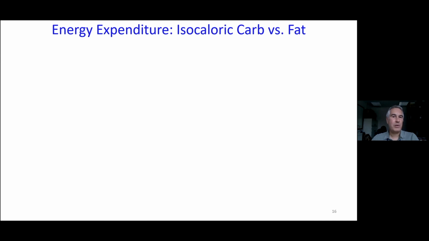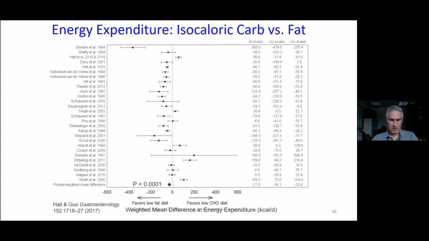And so recently we conducted a systematic review and meta-analysis of all of the controlled human feeding studies that had kept the number of calories constant, but varied the carbohydrate and fat proportion in the diet and also kept protein constant. And what you can see here is that there's a highly statistically significant effect on this forest plot favoring lower fat diets for increased energy expenditure.